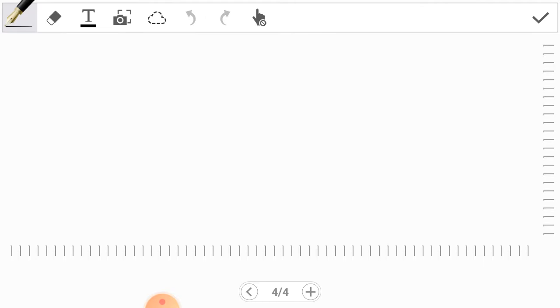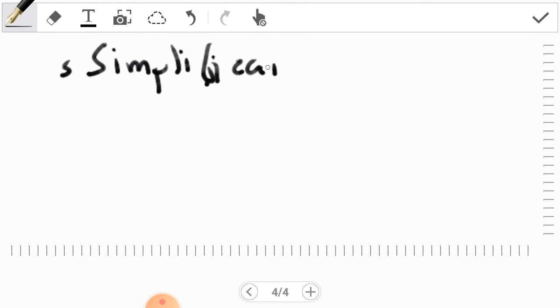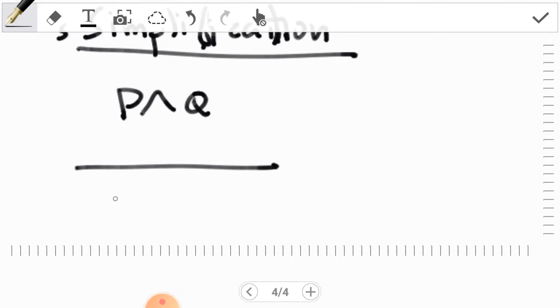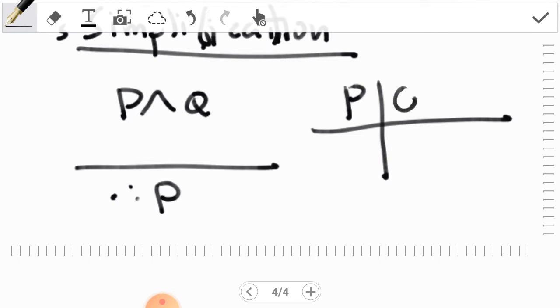Then the third one is simplification. Sorry, it's so hard to write on the screen. Simplification. We have P and Q, therefore P. So we only have one premise, P and Q. And then we have one conclusion. Of course, the conclusion will always be a single one. And the conclusion is P.